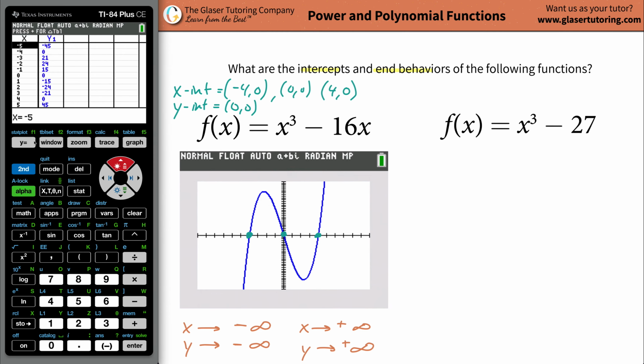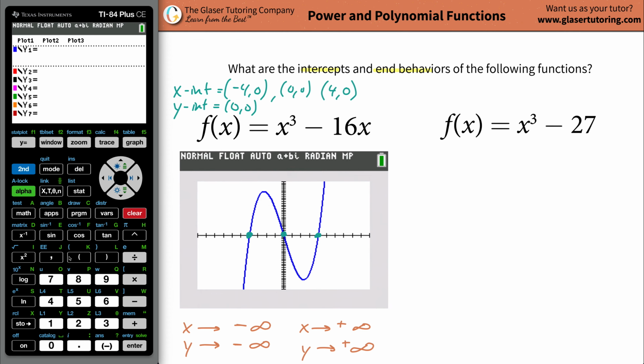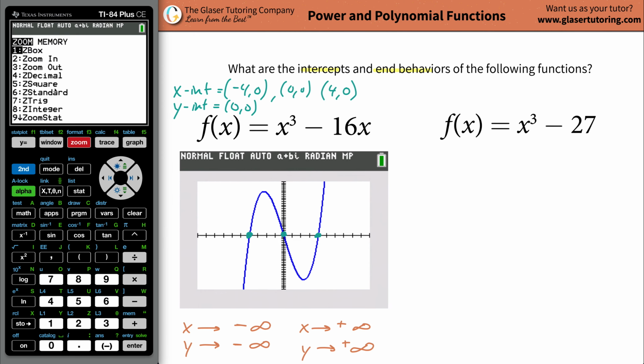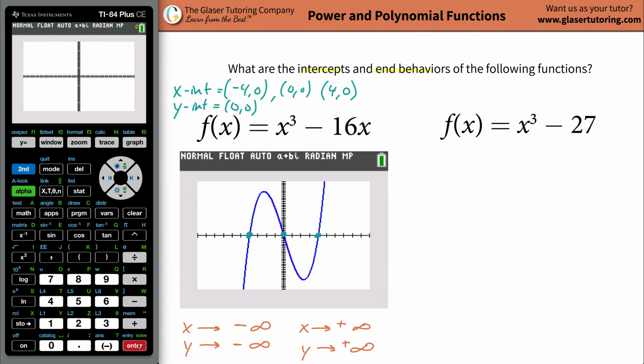So go to your y equals, clear out the function. Right now x cubed, so x raised to the third. Hit over, then minus 27. Now go to zoom standard just to get this into perspective. Okay, now this looks a little funky, right? So it's like, wait, where's the graph? All you got to do now is zoom out. Hit zoom, and then go to number 3, and then hit enter.